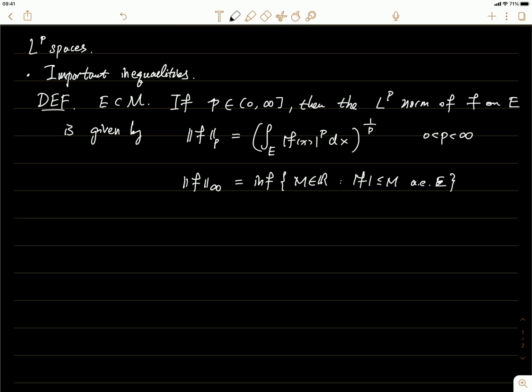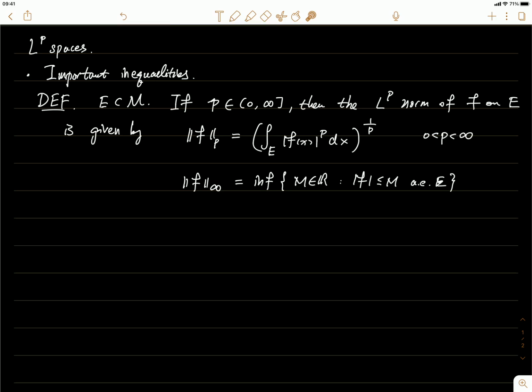Let's first look at this one. Whatever the function is, you take the pth power, and then you take the integral. So this is a non-negative value, and then you take the pth root. Right, so that's for finite p.